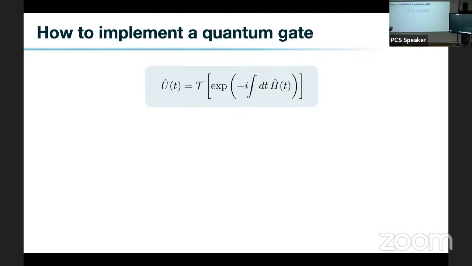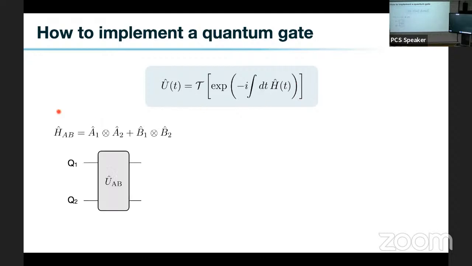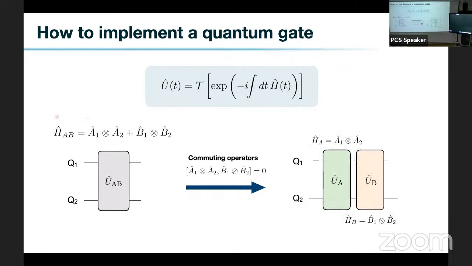And by propagating the system, we can obtain a certain unitary. For instance, if the Hamiltonian is given in this form, after a certain duration it becomes a certain unitary. And this has one feature: if the Hamiltonian terms commute, then we can decompose the unitary into two separate unitaries, each determined by one Hamiltonian term, and they are interchangeable.